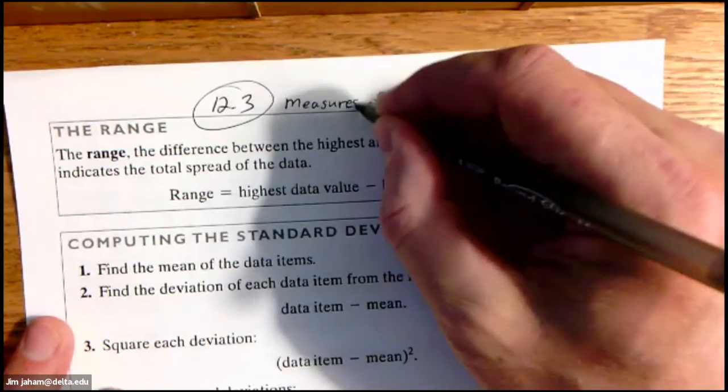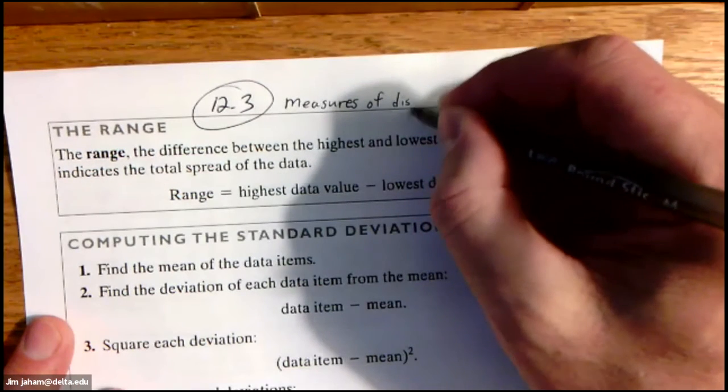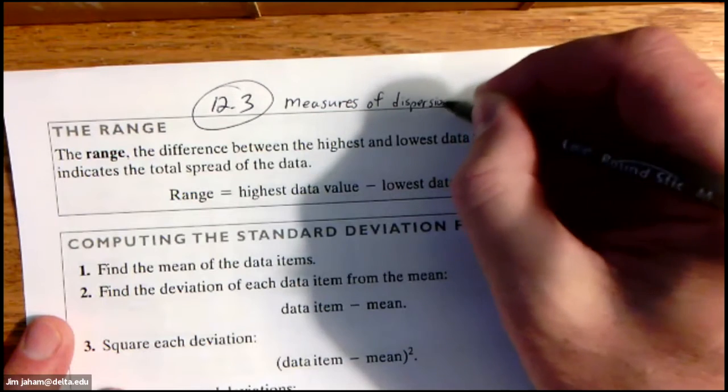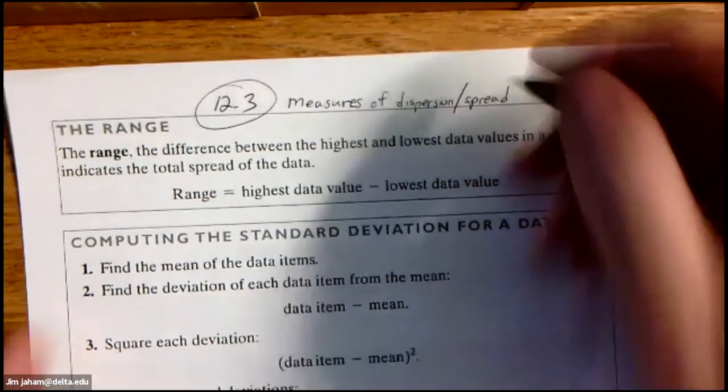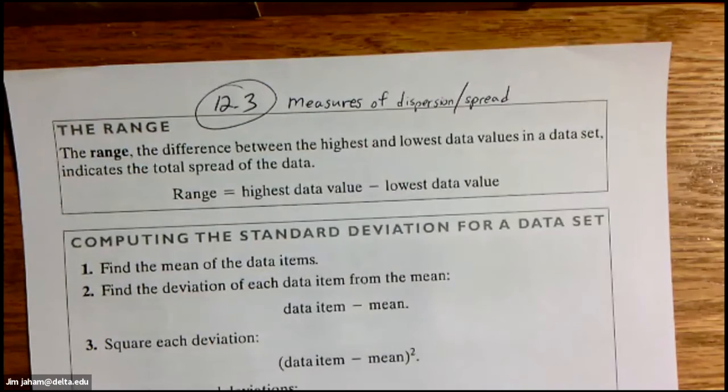So these would be measures of dispersion or spread. Is there big spread in the data values or a small spread? Are they all kind of clumped together, a homogeneous group, or are they spread out widely?